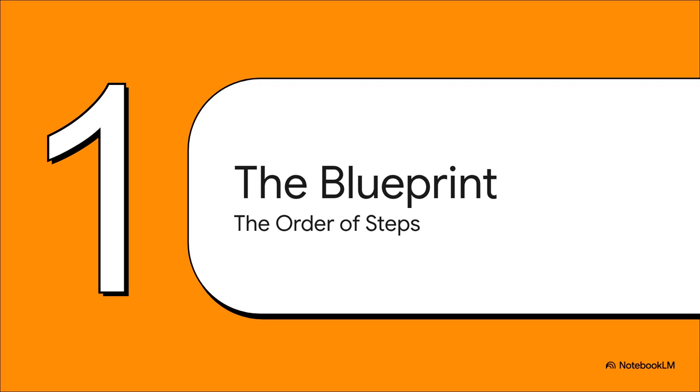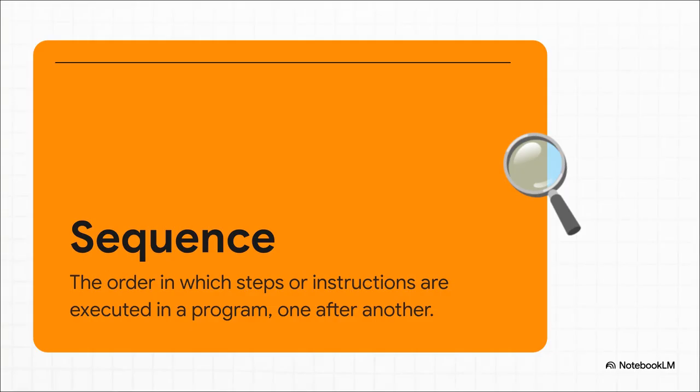So, where do we even begin? Well, we start with the absolute foundation, the blueprint for everything else. It's called sequence, and that's really just a fancy word for order. It just means the computer reads your code one line at a time, from top to bottom. Just like following a recipe. You don't bake the cake before you mix the batter, right? The order is absolutely crucial.